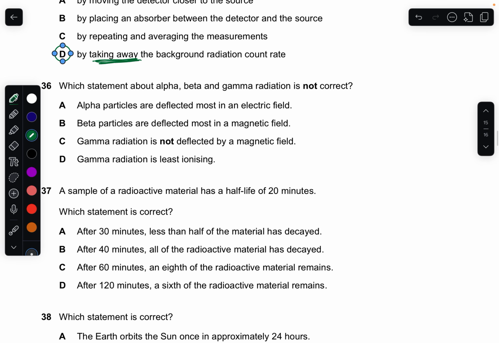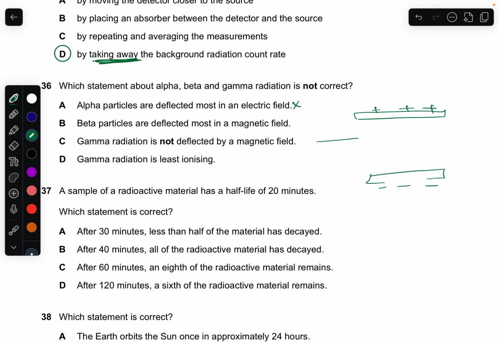Which statement about alpha, beta, gamma is not correct? Alpha particles are deflected most in the electric field. No, they are not most. Let's suppose there is a positive plate and a negative plate, and you throw alpha and beta into this. The beta will deflect more. Sorry, it should be towards this side. Alpha will deflect less. Why? It has more mass, and a more massive thing has more inertia, so it will deflect less as compared to the beta. So A is the incorrect one that you have to choose.